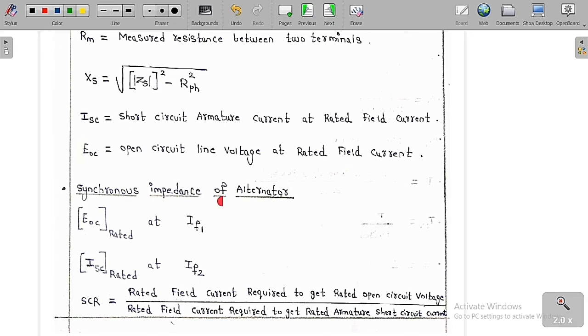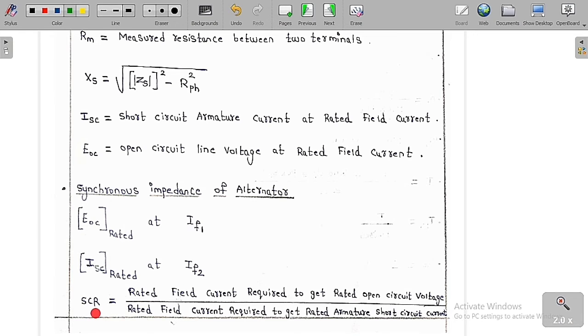So, the synchronous impedance of the alternator. What is the synchronous impedance of the alternator? Here the open circuit rated voltage we get at a current IF1, and the short circuit armature current at a rated field current we get at a current of IF2.